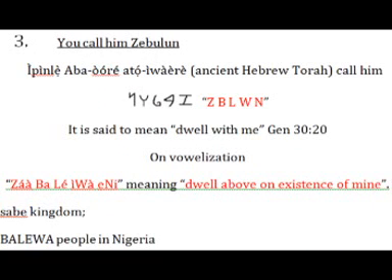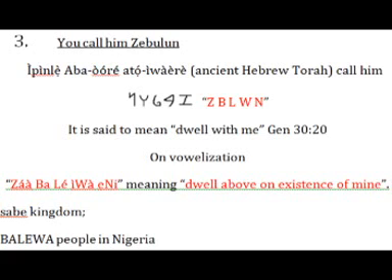The next son is Zebulon. We call it Zebulon in the English Bible, but the ancient Hebrew Torah writes his name this way. Rewriting it left to right, Z-B-L-W-N. It is said to mean dwell with me. You can see the scriptural verse.